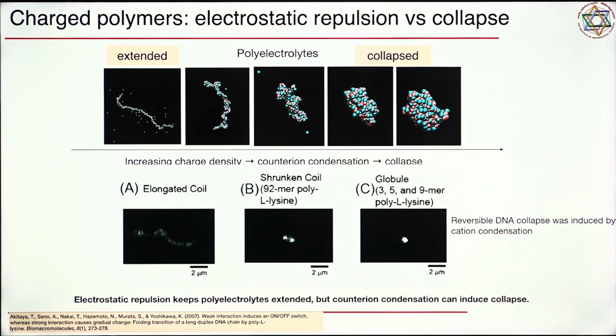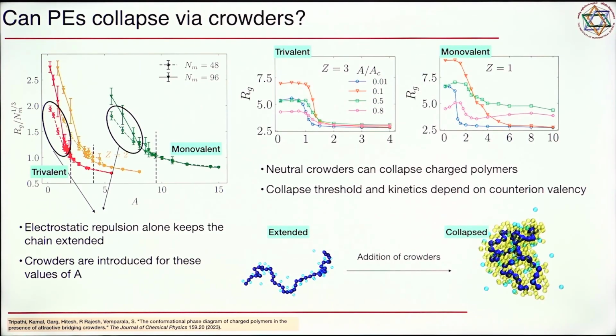I'll just say why this is relevant. You can see this is a DNA. You have an extended conformation, and actually you can see the collapse. So this is not just a theoretical model; people actually do see it. Interestingly, even if you take a charged polymer which is not in the collapsed state, but in an extended state in which there's a lot of charge repulsion, adding crowders still takes it from an extended to a collapsed conformation.